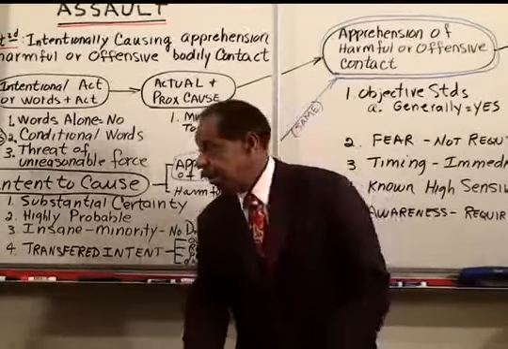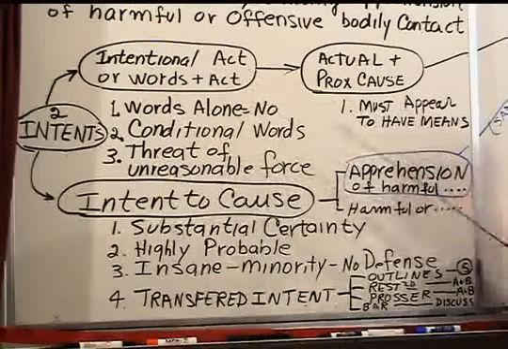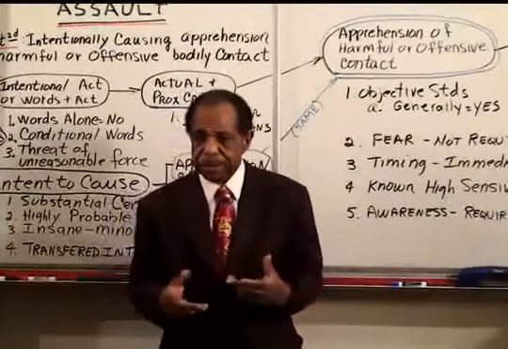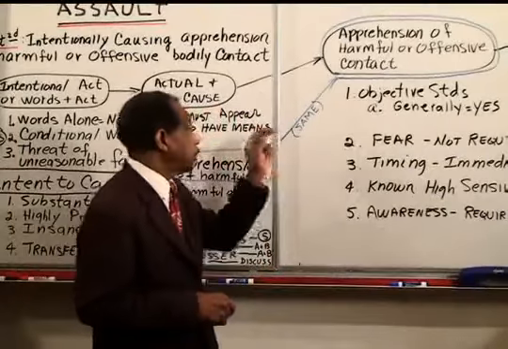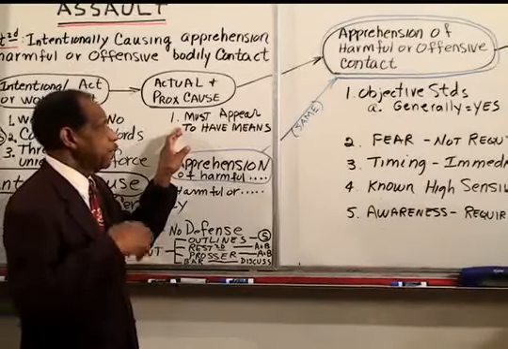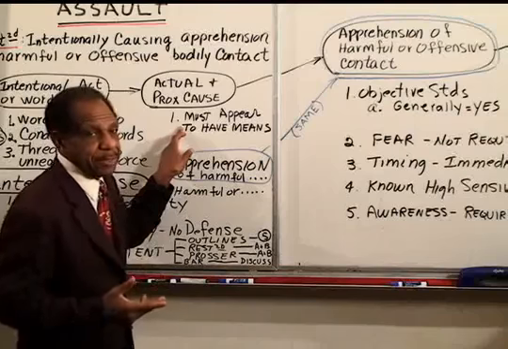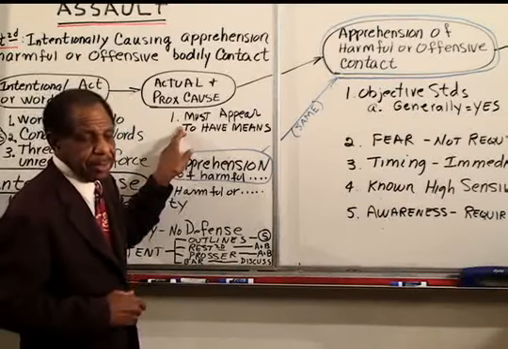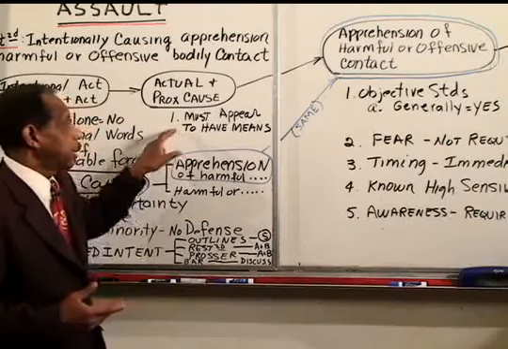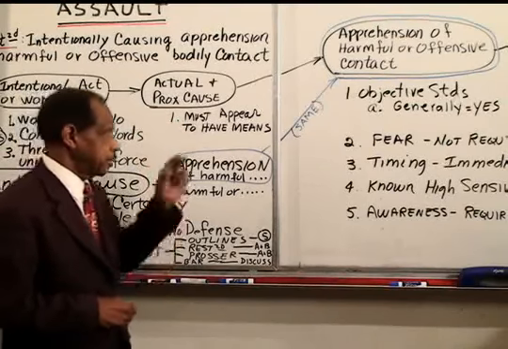Okay? Now, next, the actual and proximate cause: whatever the act is, it must cause the apprehension. If the person who is using words and even doing an act doesn't even appear to have the means to carry it out, that's not going to work, because you shouldn't think you're going to be touched. If I say I'm going to kill you with my machine gun and I'm standing here naked, well, that's ridiculous, even if I make some motions. They have to at least appear to have the means to carry out the touching.